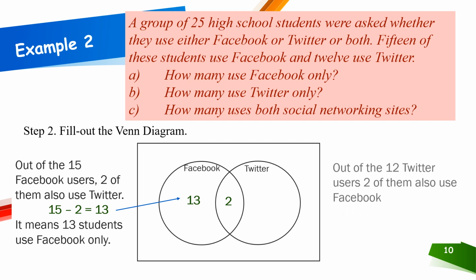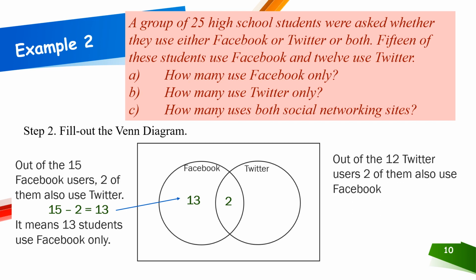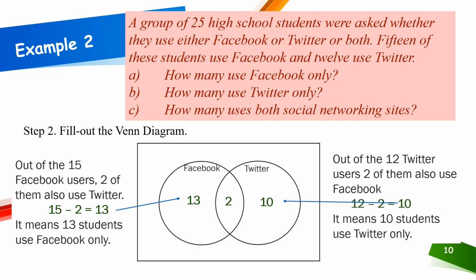Sa kabilang banda, out of the 12 Twitter users, 2 of them also use Facebook. 12 minus 2 is equal to 10. It means 10 students use Twitter only.